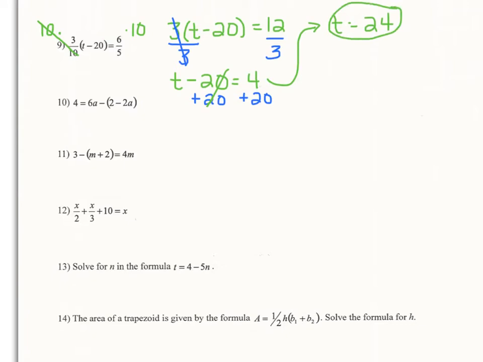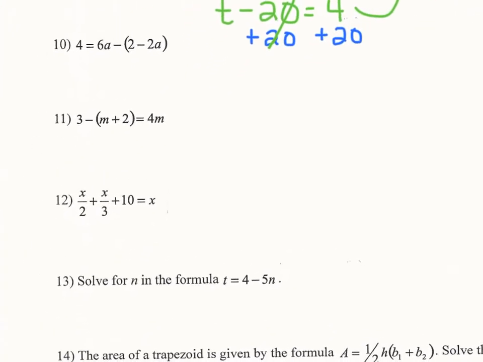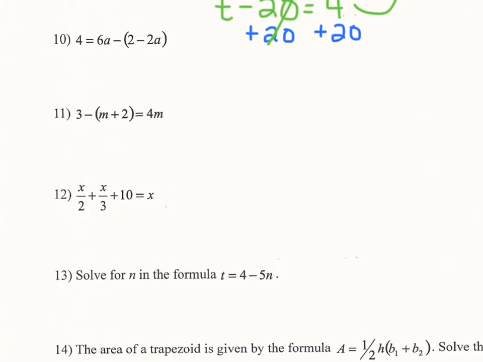Okay, let's look at number 10. The thing that might get tricky with number 10 is knowing what to do with that negative sign. Remember, it's not the 6a that's being distributed. This is not right in front of the parentheses. You're not distributing the 6a. You are distributing this negative sign there and there. So here's what that would look like.